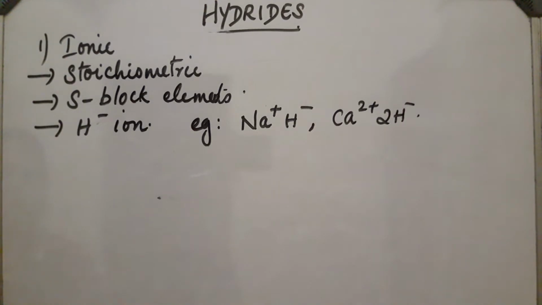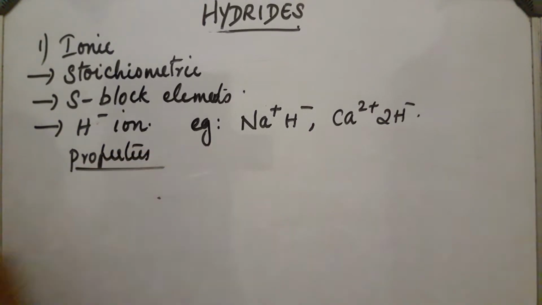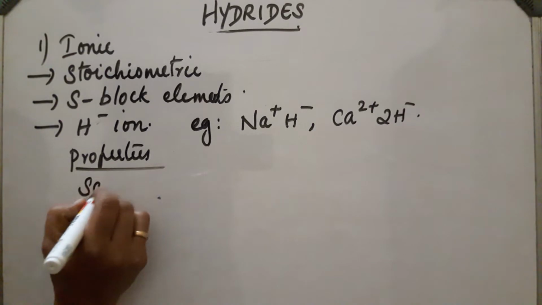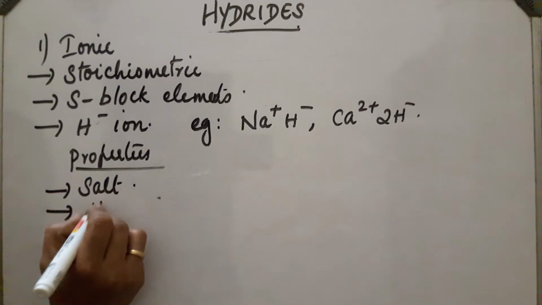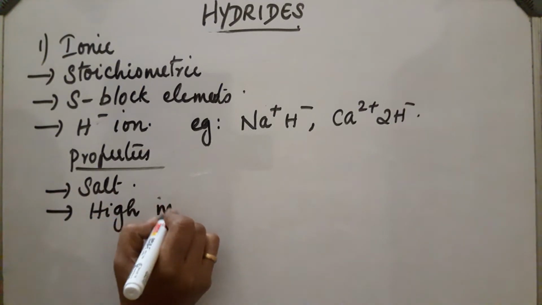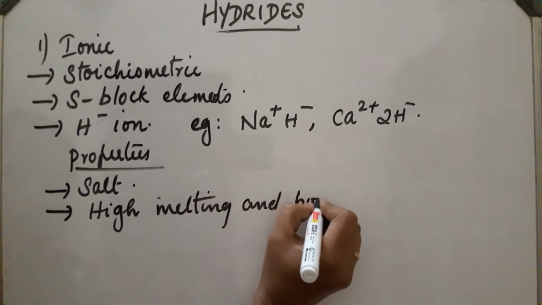Now, next properties. They are white crystalline solids and have ionic lattices, and they behave like salts, so they are called salt-like hydrides. Then they have very high melting and boiling points.